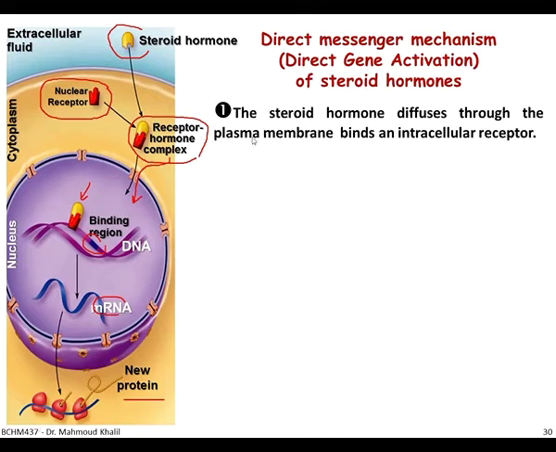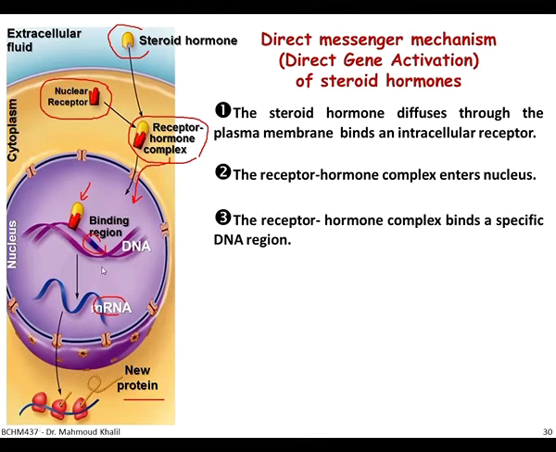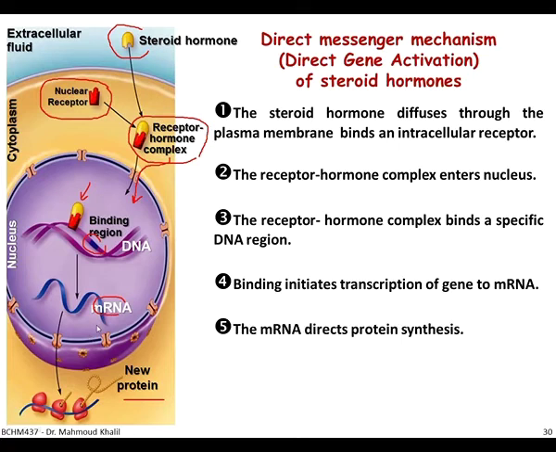So again, the steroid hormone diffuses through the plasma membrane and binds to the intracellular receptor, which is called the nuclear receptor. This receptor hormone complex will enter the nucleus and bind to the DNA region, and will initiate transcription of a specific gene. This messenger RNA directs synthesis of the new protein.